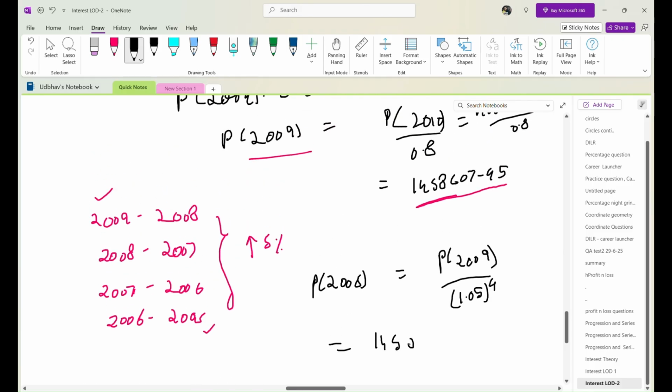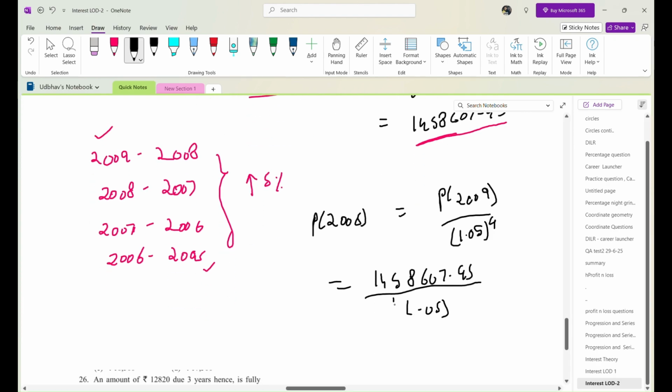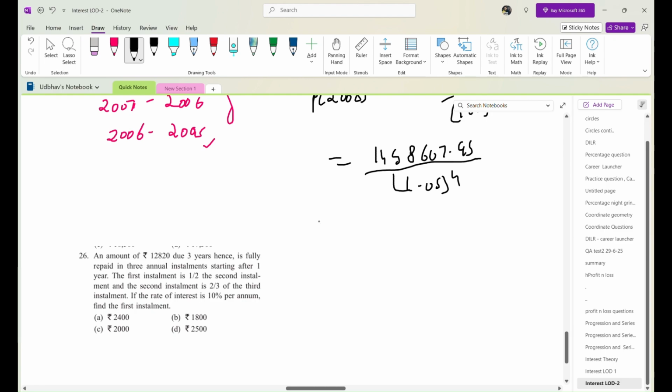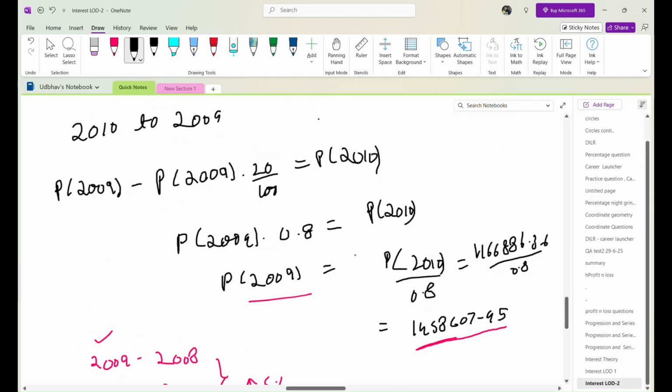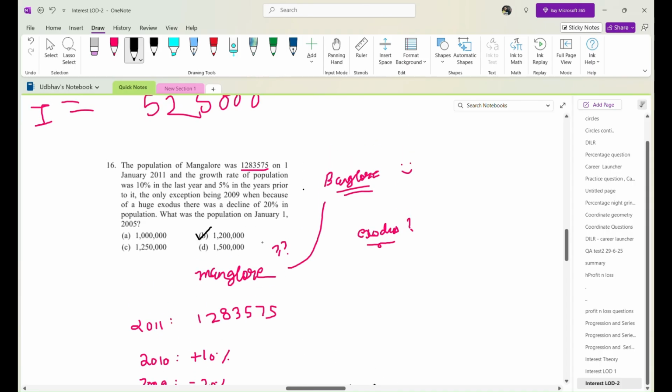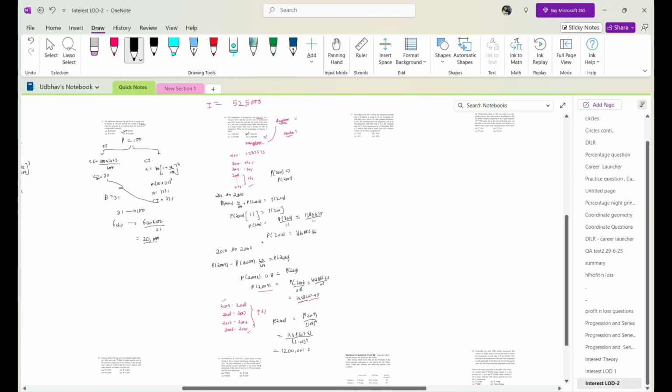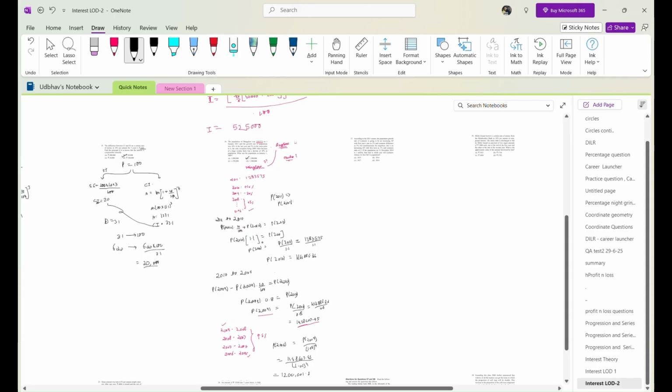So 1458607.95 divided by 1.05 power 4. So it comes out to be 1200001.1. So we can approximately say it is option number B. Yeah, a nice question.